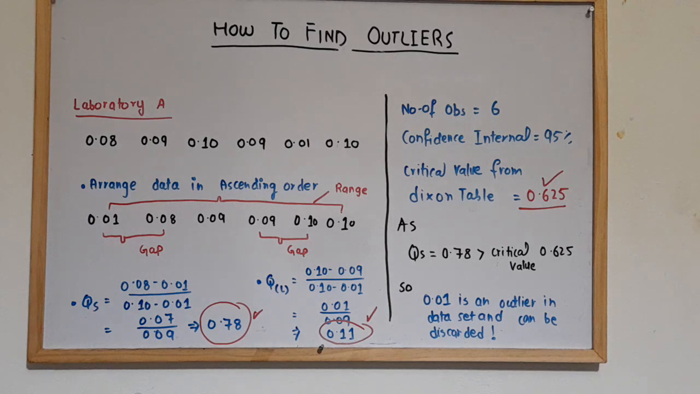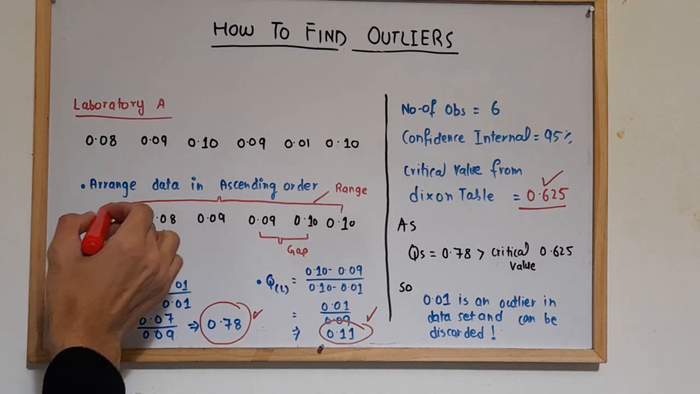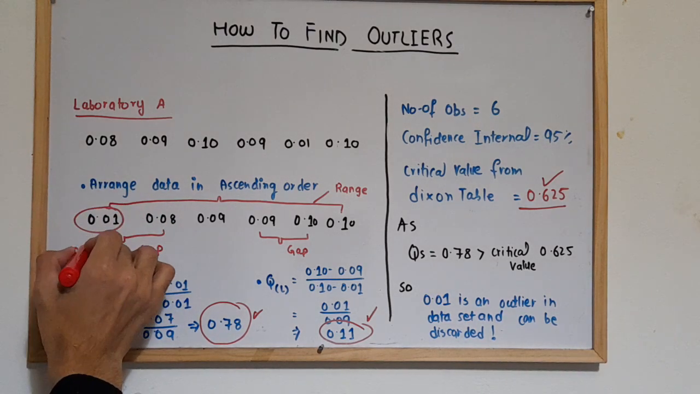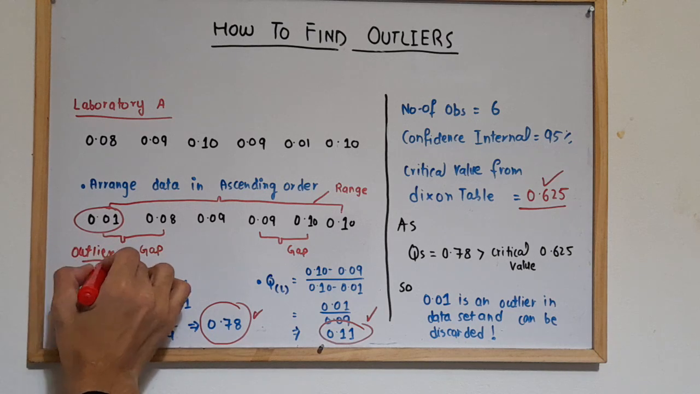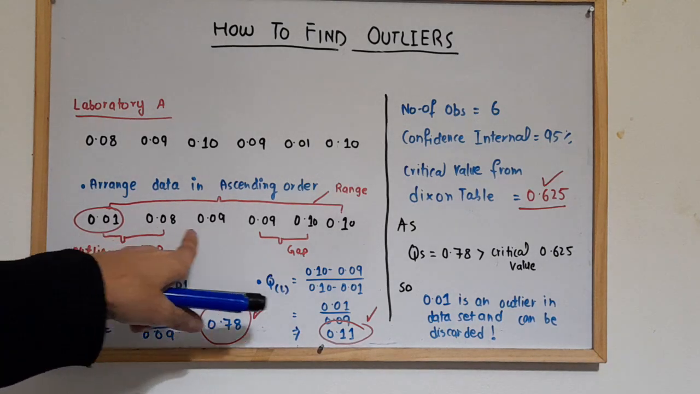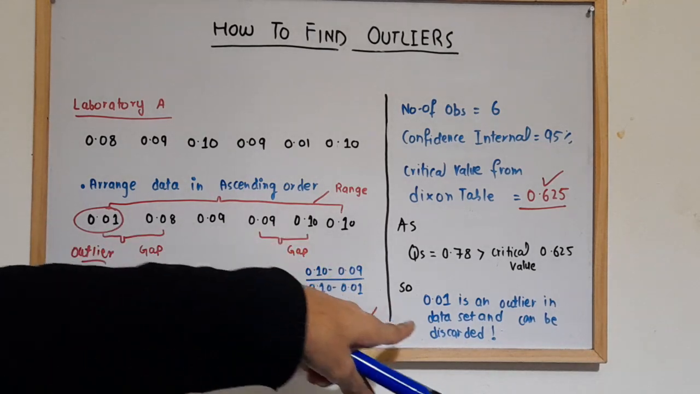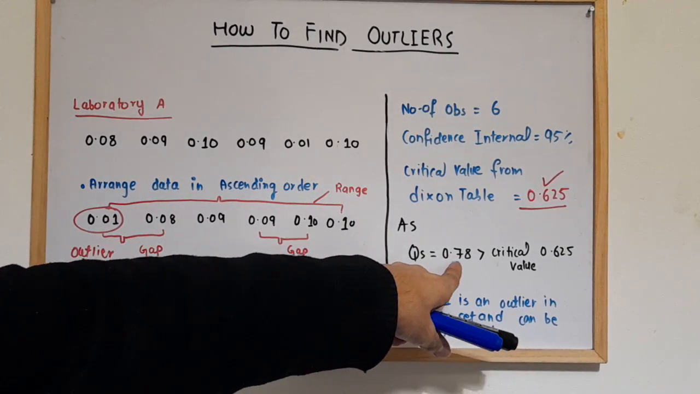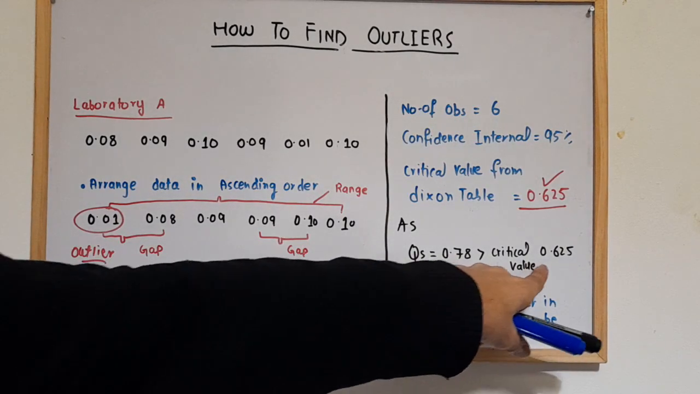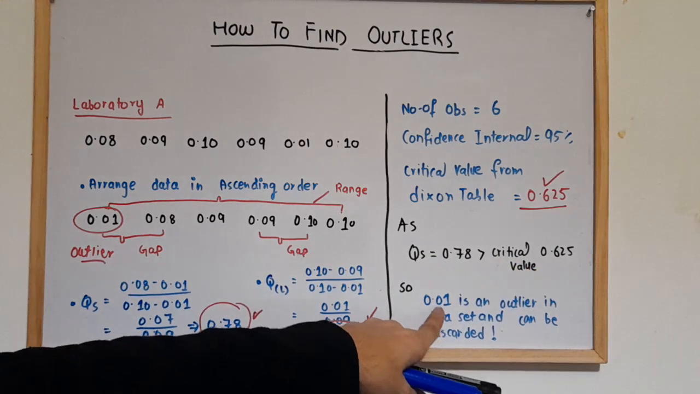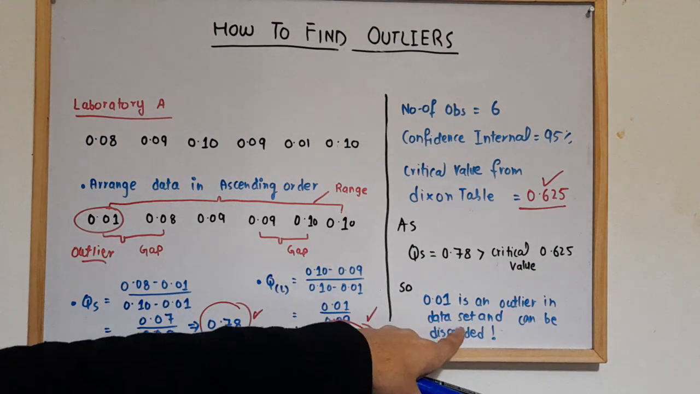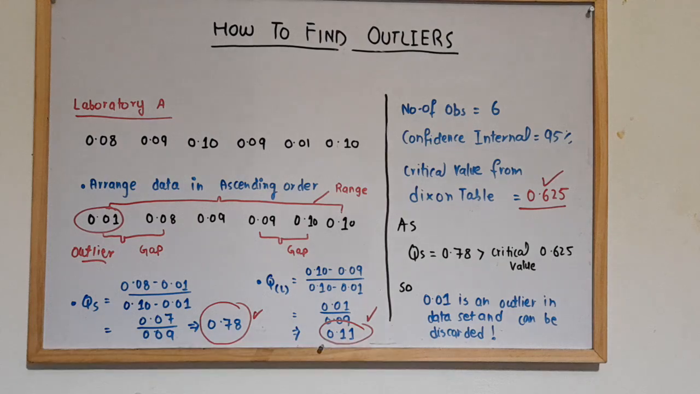So we can say that this one is an outlier. It can be discarded, and these are the actual set of values. 0.78 is greater than the critical value of 0.625, so 0.01 is an outlier in the data set and can be discarded.